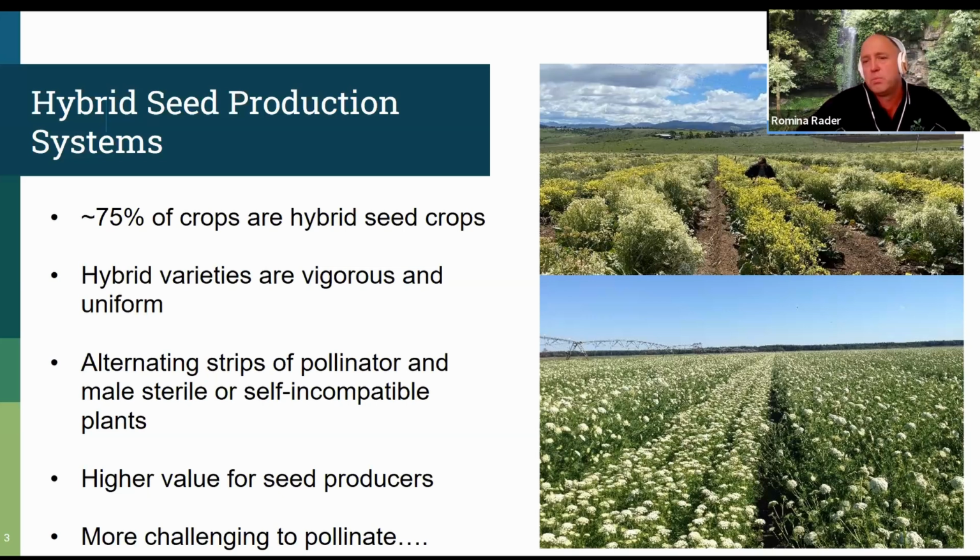For example, a quick calculation says that we need to deliver about 150 million pollen grains per hectare to achieve a typical target yield on a hybrid carrot seed crop. So we have a lot of need for pollinators, but the physiology of these crops also presents some challenges around pollination, which we'll talk a little bit about, and some of the management that we do to make that happen.